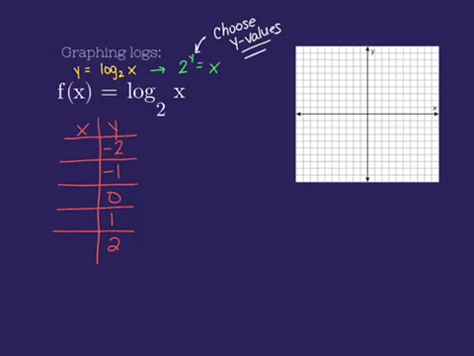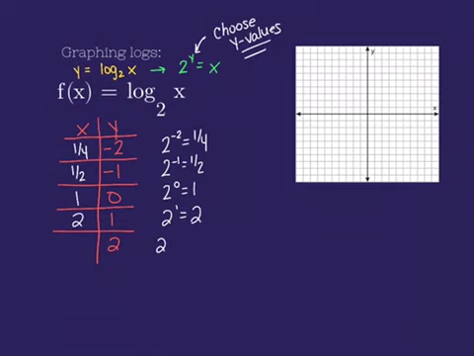So 2 to the -2 is 1/4. 2 to the -1 is 1/2. 2 to the 0 is 1. 2 to the 1st is 2. And 2 squared is 4. So these values should look very familiar because they're actually the same as y equals 2 to the x with the x and y switched.